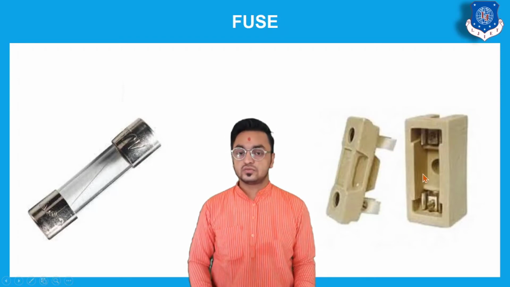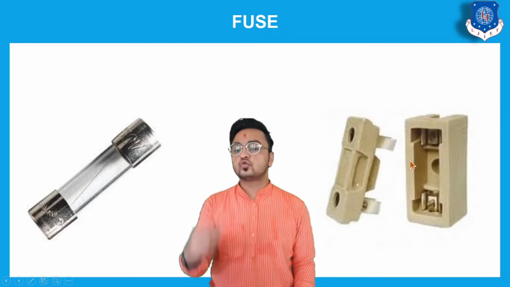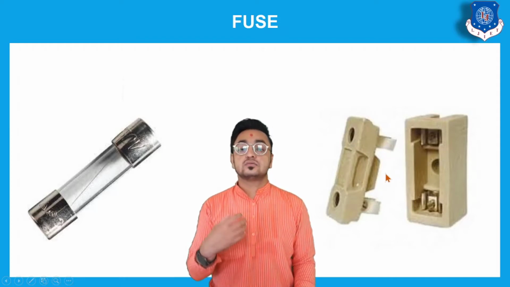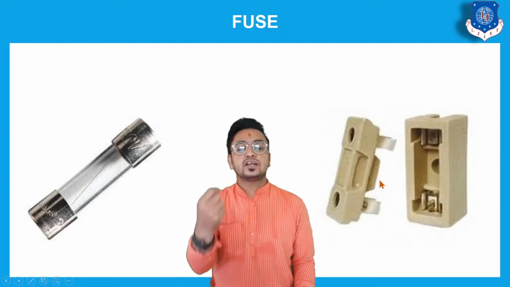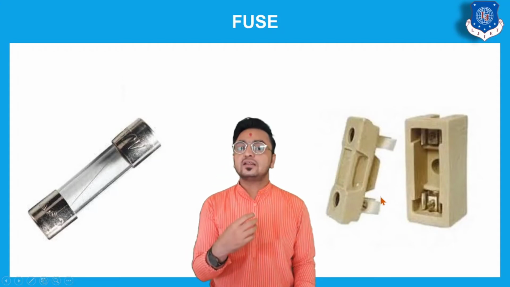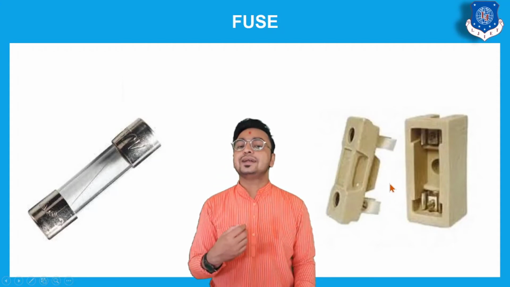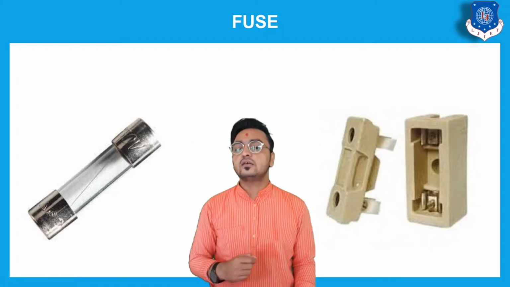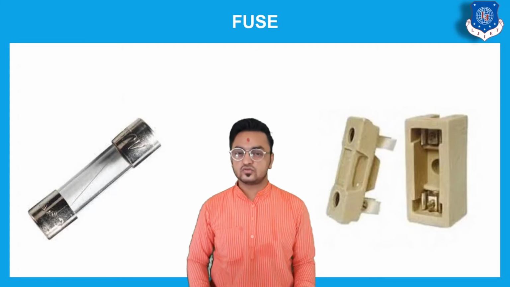That can be done by this fuse, as excess current will flow through the wire of the fuse, where the temperature of that fuse is set to a particular melting point. So when the temperature of this melting wire reaches a certain level, that will melt the wire, and that will break the circuit. So this is how a fuse will protect our circuit.